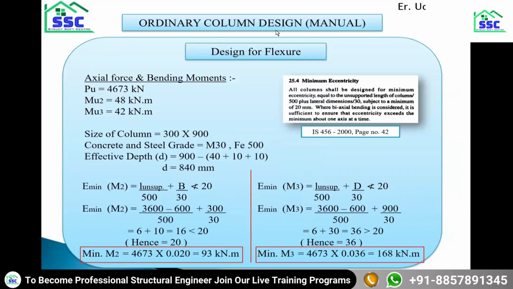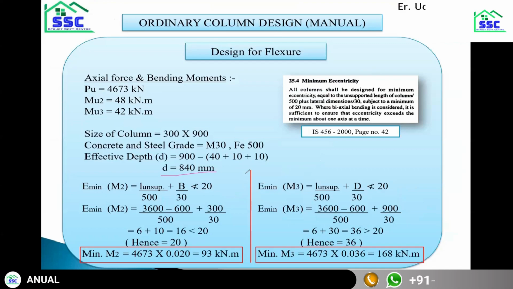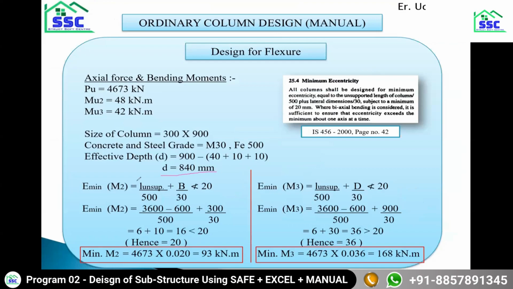So then ETABS calculated our effective cover as 60 mm, and hence my effective depth is 840 mm. Now the manual calculations will match with the design results of ETABS. Otherwise, they will not match.